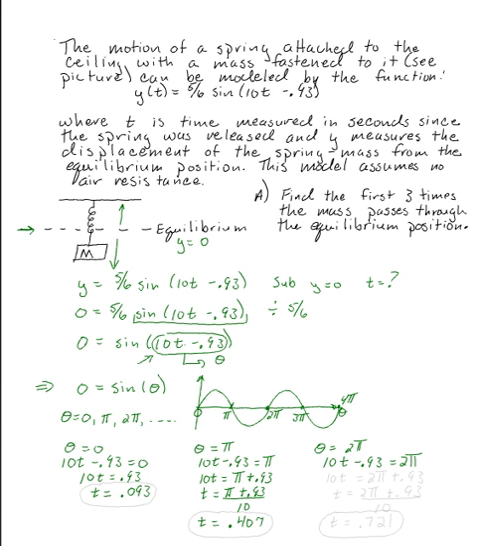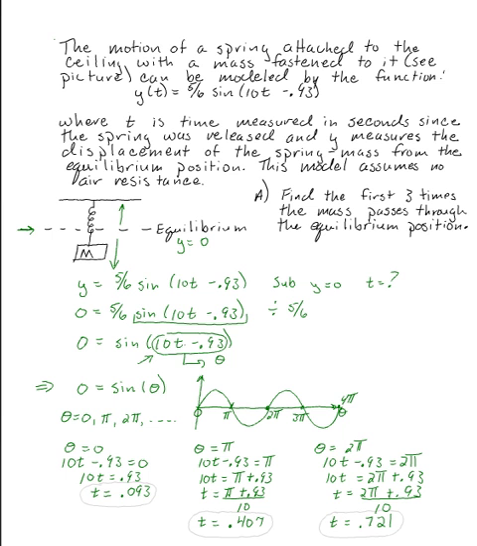Okay, and then the third one, that would be 10t equals 2 pi plus 0.93. t equals (2 pi plus 0.93) divided by 10. That's my exact answer again. I'm going to put that in the calculator to get an approximate value, and I get 0.721.